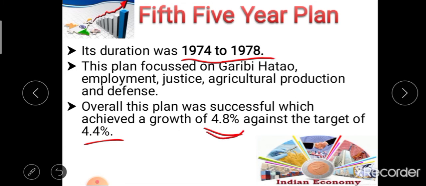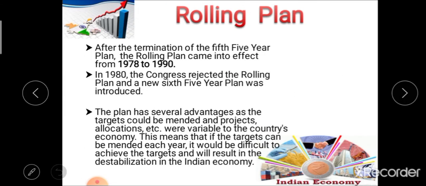So during the fifth 5-year plan, the growth rate achieved was 4.8%. Then the next point is the rolling plan. After the termination of the fifth 5-year plan, the rolling plan came into existence from 1978 to 1990. After 1980, the Congress rejected the rolling plan and the new sixth 5-year plan was introduced. So the rolling plan's duration is 1978 to 1990.